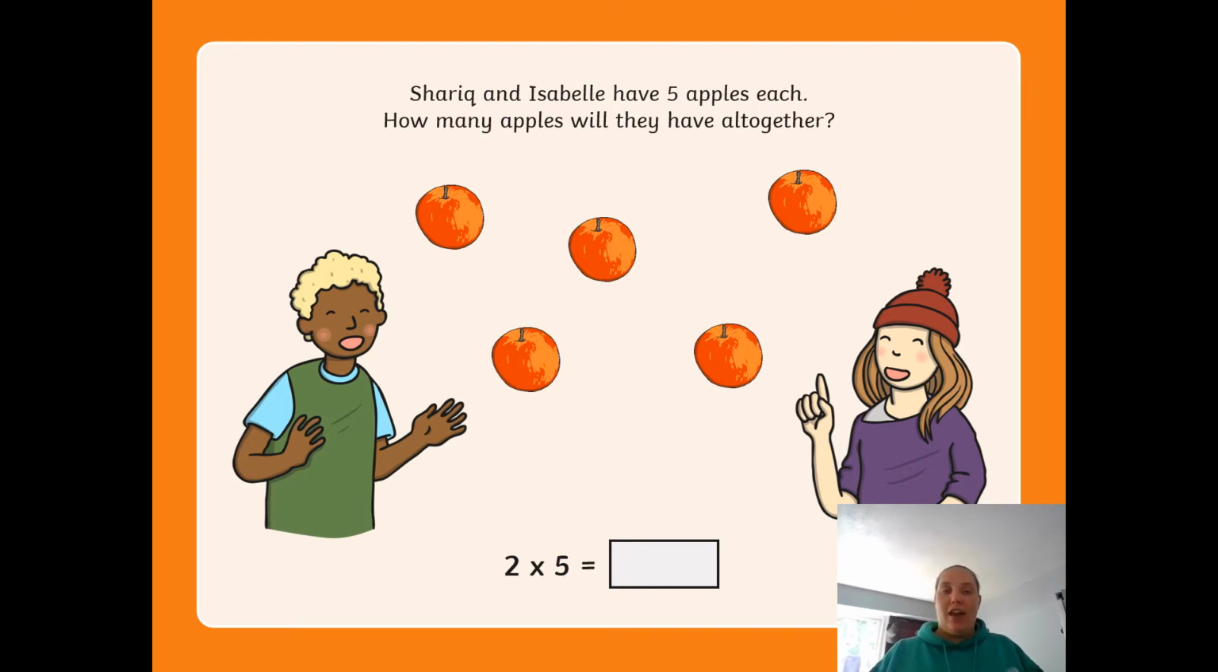So we're going to look at here, we've got Sharik and Isabel. So these are our 2 children, and the number 2 here has been put into our calculation. And they have been given 5 apples each, and we can see those apples here between the 2 children. So that is where our 5 comes into the calculation. So we're going to hold up 5 fingers for the 5 apples, and we're going to multiply those 5 apples by 2 children. So the 2 children who have got 5 apples each. So let's count. We've got 2, 4, 6, 8, 10. So the 2 children together have got 10 apples.